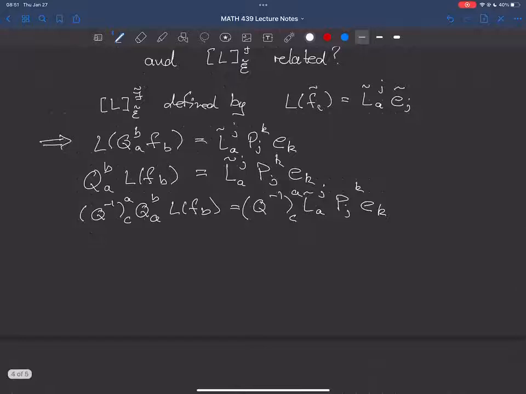Now, what's this? These are the components of the matrix Q inverse Q. What are the components of the matrix Q inverse Q?